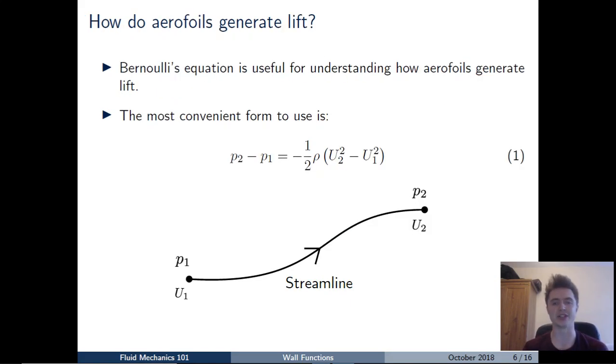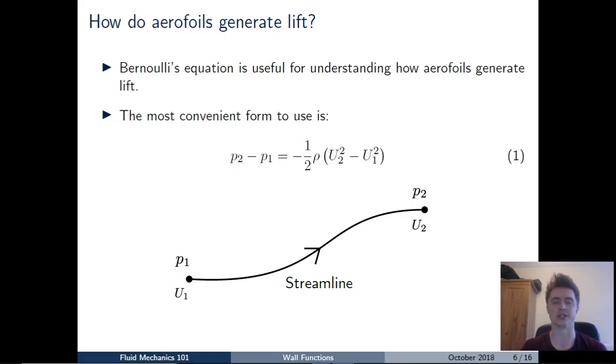So the main tool that we're going to use to really understand how the aerofoils generate lift is Bernoulli's equation, and I've provided for you there in equation 1 the most convenient form of it. What Bernoulli's equation says is that if we move along a streamline from point 1 to point 2, then if the flow accelerates, so U2 is greater than U1, the static pressure P2 has to drop. So when we get an acceleration of the flow, the pressure drops, and the opposite is true: if the flow decelerates, so U2 is less than U1, then the pressure rises. That's really what Bernoulli's equation is telling us.